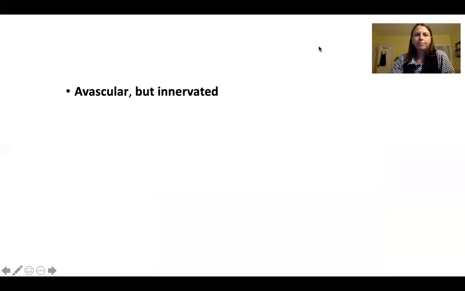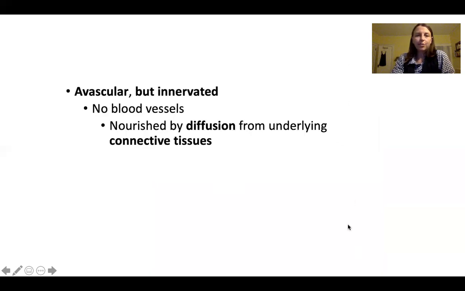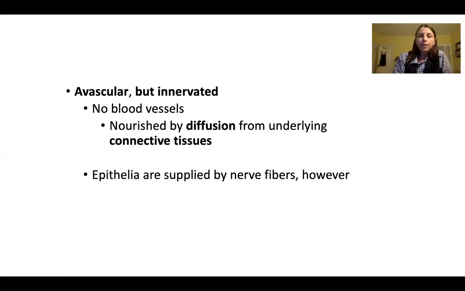Next slide. Avascular but innervated. Hang on. These are characteristics: no blood vessels. That's just the definition of avascular. So if something's avascular, it still needs to get nutrition. So how do they do it? By diffusion, which means from high concentration to low concentration. So it diffuses across a membrane, and that's how it happens. So the connective tissue underneath will diffuse the nutrients that the cells need in that way.